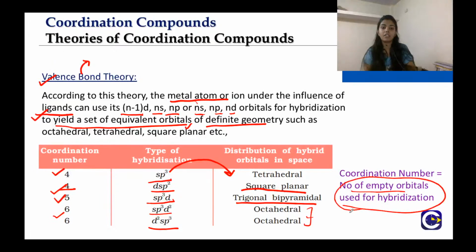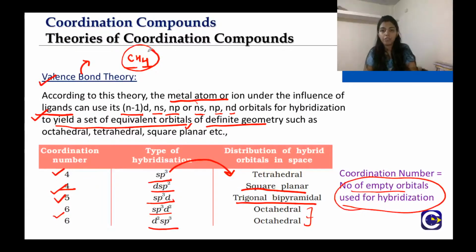Now this is the basic point of difference between the valence bond theory that we studied in the case of covalent compounds and what we are studying here for coordination compounds. See what is happening here. In the previous one, for example, let us say we had CH4. So this is a covalent compound.